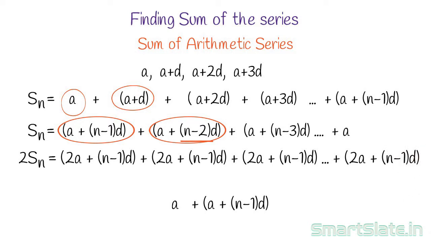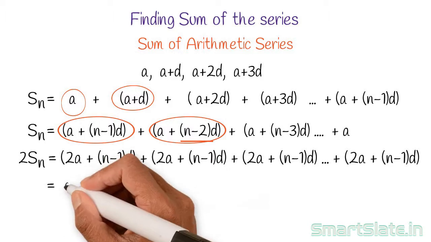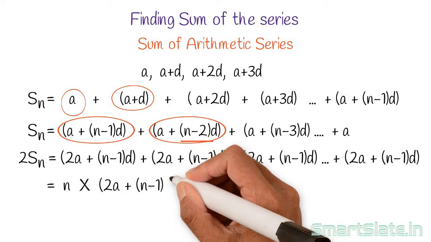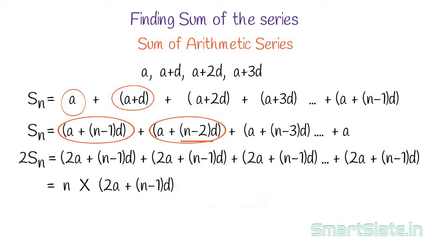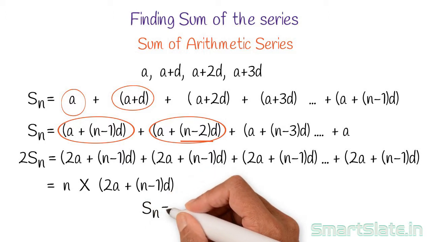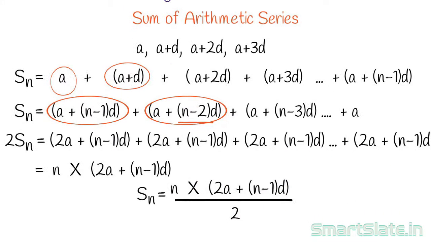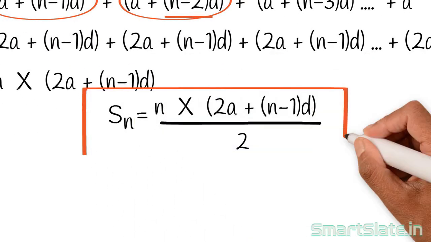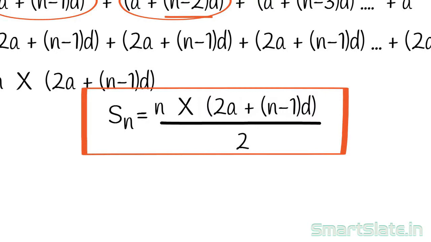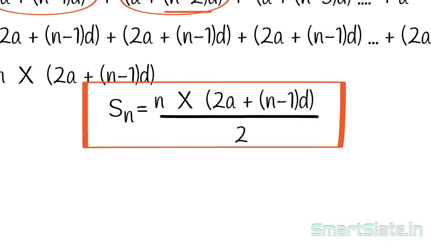2A plus n minus 1 into D is added n times in this series. Hence it is n into 2A plus n minus 1 into D. 2Sn is equal to n into 2A plus n minus 1 into D. Hence Sn is equal to n in the bracket 2A plus n minus 1 into D, divided by 2. So, given the number of elements in the series, the first number and the common difference, we can find the sum of all the numbers in the series. Note, we don't have any formula for finding the sum of the elements in a harmonic series of numbers.